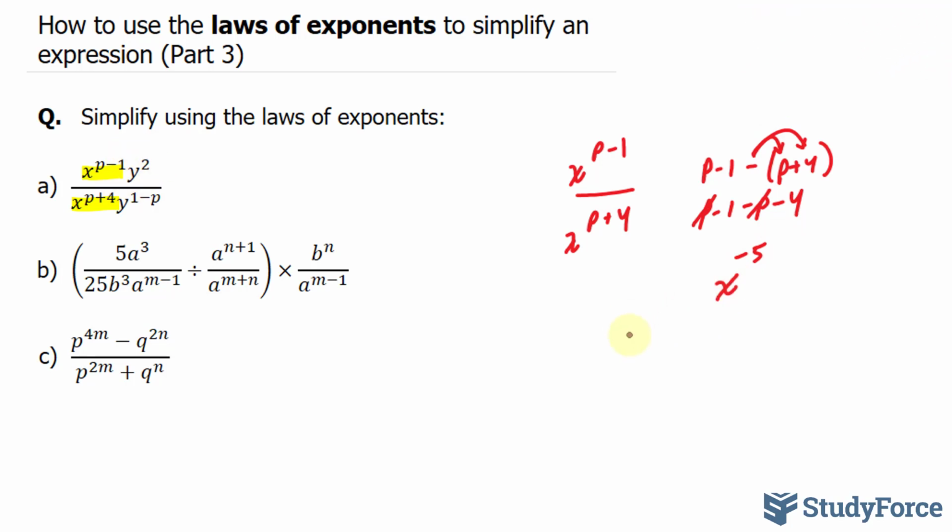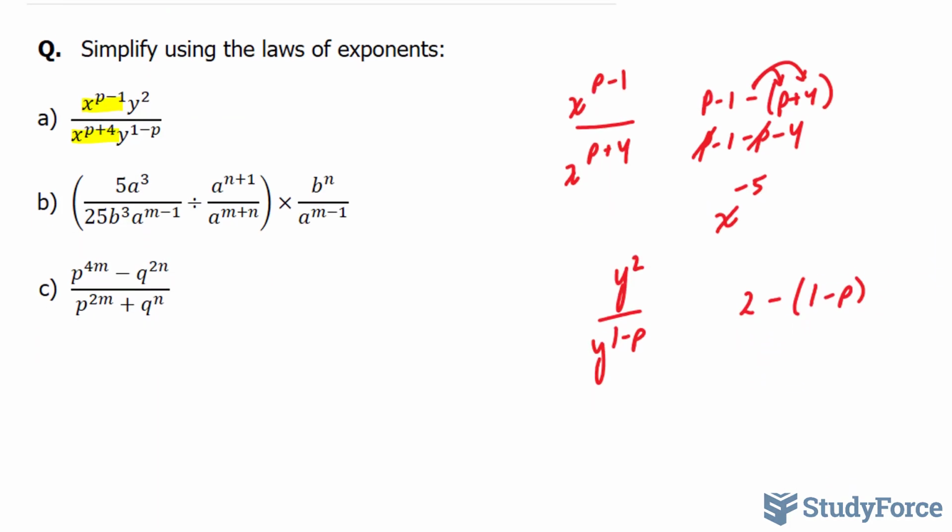Next, we'll move on to the y term. We have y to the power of 2 over y to the power of 1 minus p. Once again, according to the quotient rule, we'll be subtracting the exponents: 2 minus (1 minus p). Notice the brackets around the exponents.